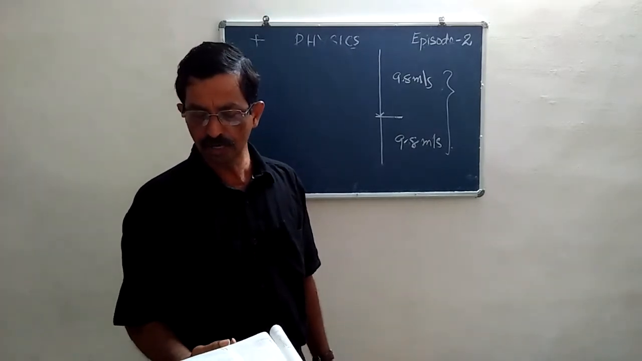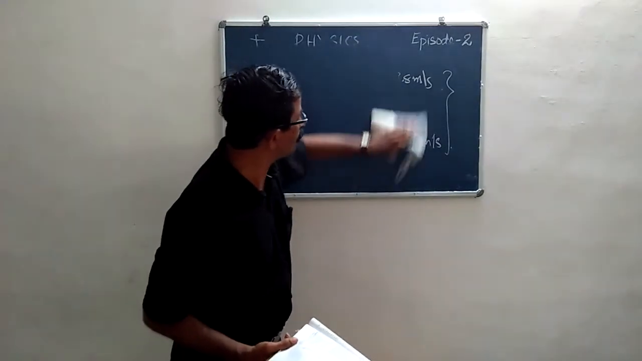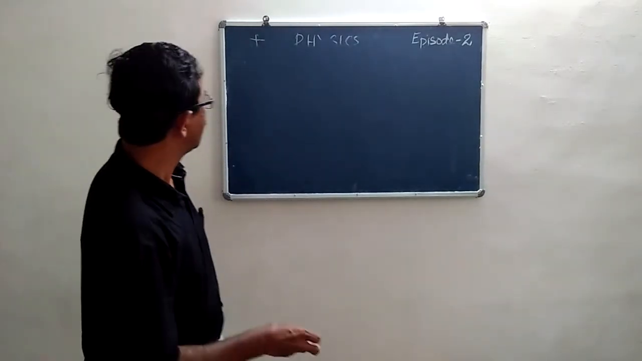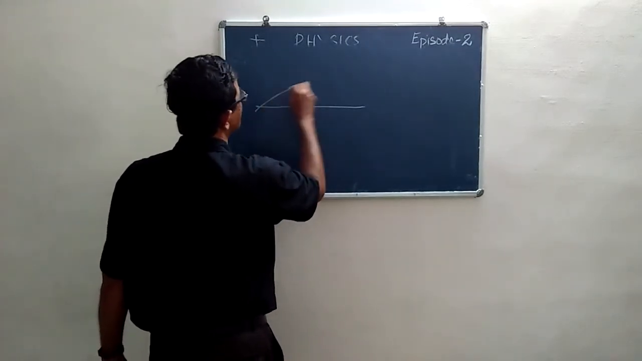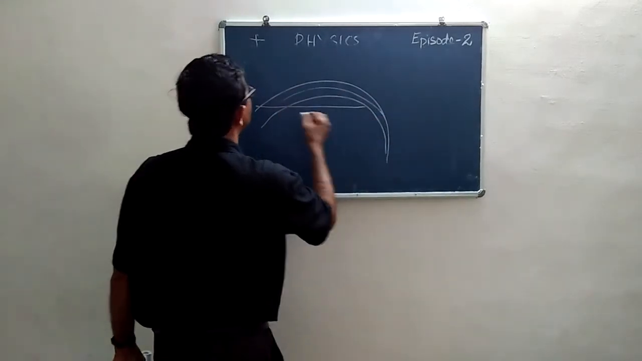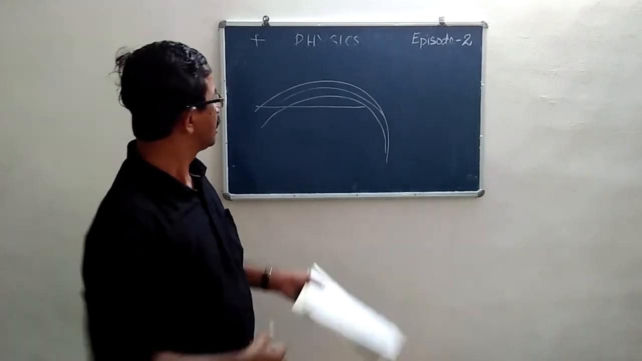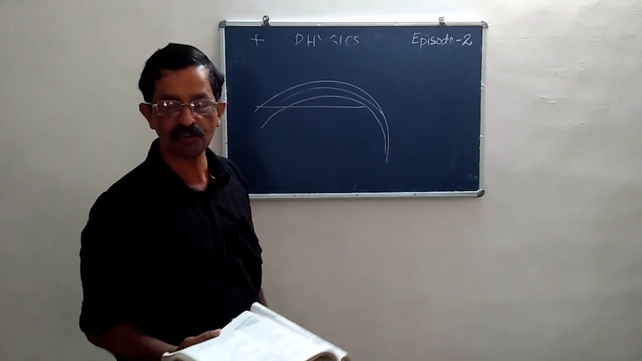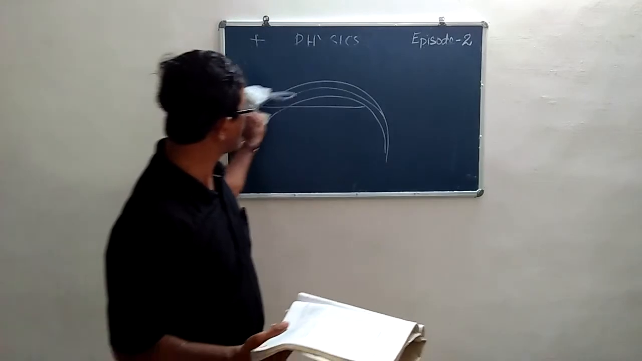And second, non-uniform acceleration. When does it become non-uniform acceleration? Suppose a car is moving along a curved road, then the acceleration is not uniform. When the car takes a curve, its acceleration changes. So its velocity changes, hence acceleration is not uniform. That is an example of non-uniform acceleration.